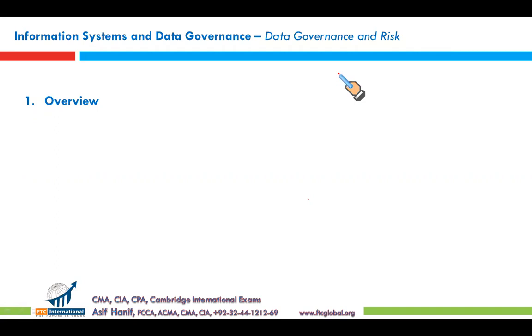Data governance and risk, that is your next area. First of all, we will have a little overview. Every organization has unique risks. Every organization faces some risk, but those organizations that have employed information systems, IS and IT, will also face some unique risk related to the information system they might have deployed.